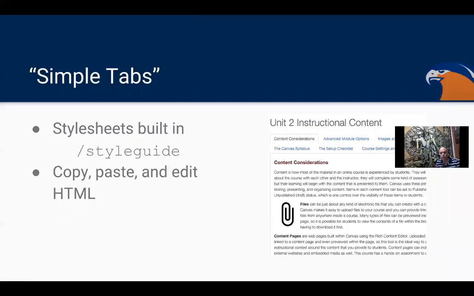I've got a screenshot over here on the right side that says Unit 2 Instructional Content. And you can see how there are 6 different tabs for that. That's actually all one single page within the rich content editor. But because I'm using the tabs style guide, I'm able to do those tabs there on the page. I will go ahead and actually demonstrate that because I don't have a practice time built in for this.